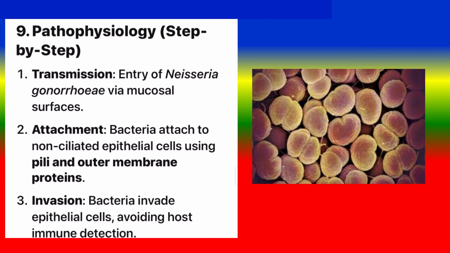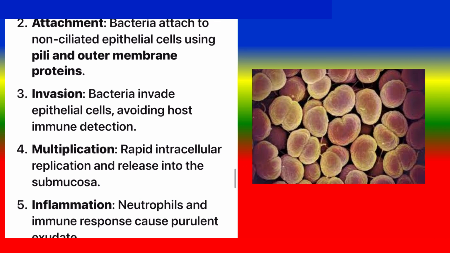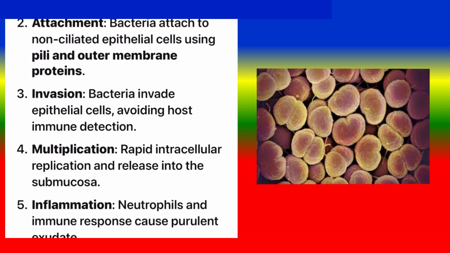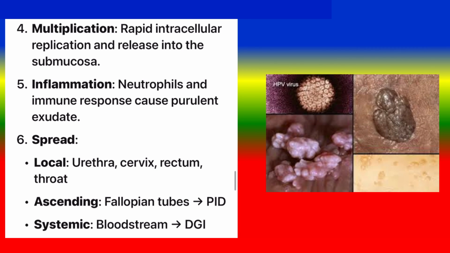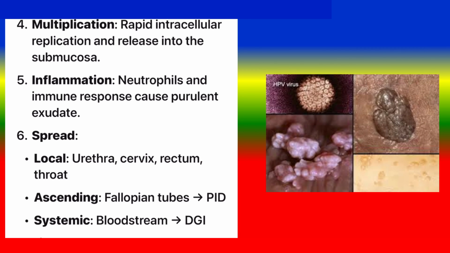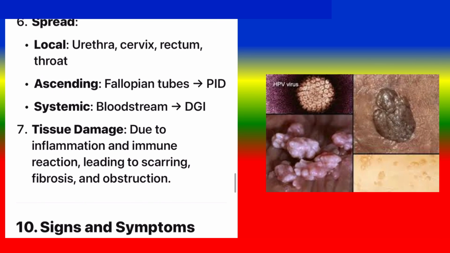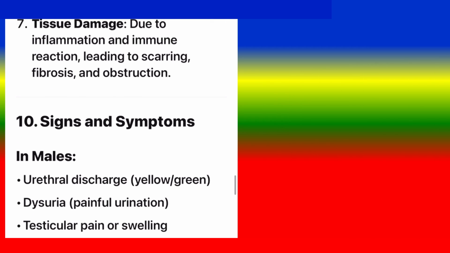9. Pathophysiology, step by step. 1. Transmission, entry of Neisseria gonorrhoeae via mucosal surfaces. 2. Attachment, bacteria attach to non-ciliated epithelial cells using pili and outer membrane proteins. 3. Invasion, bacteria invade epithelial cells, avoiding host immune detection. 4. Multiplication, rapid intracellular replication and release into the submucosa. 5. Inflammation, neutrophils and immune response cause purulent exudate. 6. Spread, local: urethra, cervix, rectum, throat, ascending fallopian tubes, PID; systemic: bloodstream, DGI. 7. Tissue damage due to inflammation and immune reaction leading to scarring, fibrosis, and obstruction.